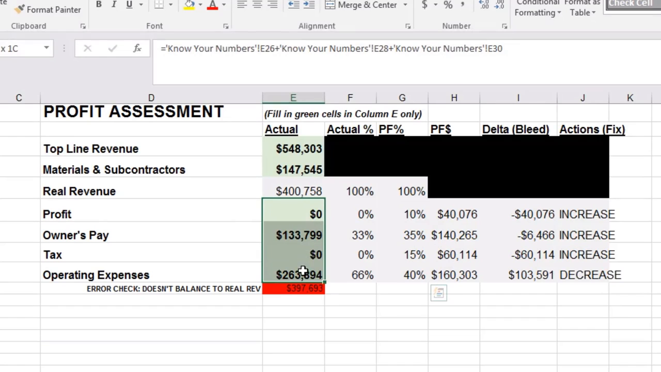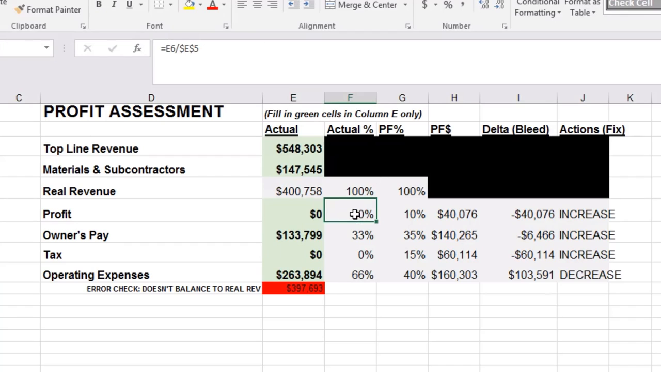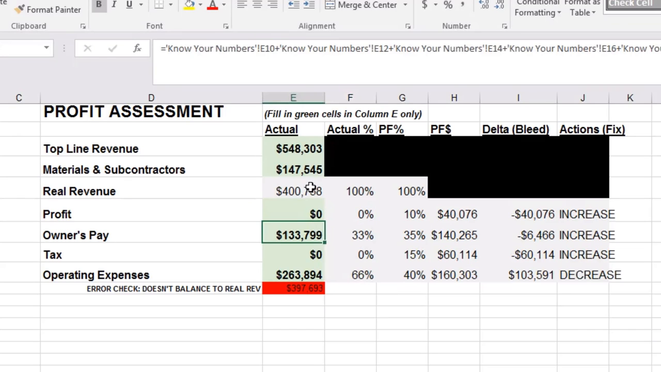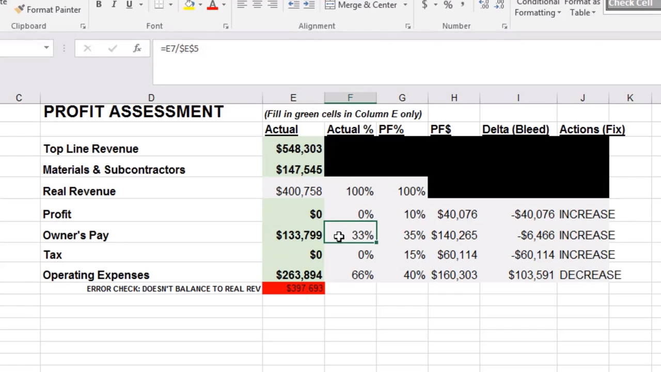And then we look at the other numbers: profit, owner's pay, tax, operating expenses. Again, all those numbers are pulled from the numbers you've already entered. Then in column F, what we have are your actual percentages. So what we're saying is 33% of $400,000 is $133,000. So he spent 33% of his real revenue on paying himself. He has spent 66% of his real revenue on operating expenses.